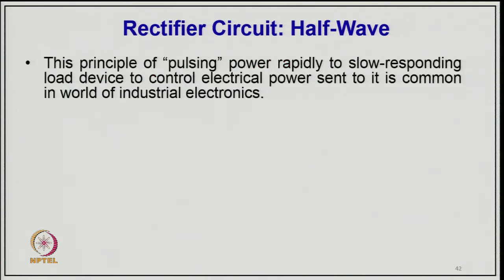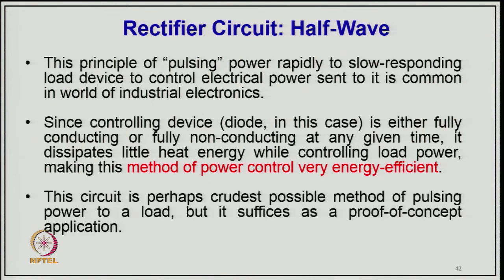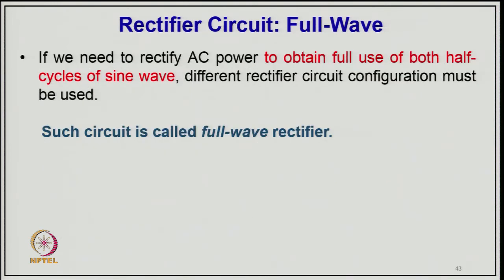So, this principle of pulsing power rapidly to a slow responding load device to control electrical power is common in the world of industrial electronics. And since the controlling device, the diode in this case, is either fully conducting or fully non-conducting at any given time, it dissipates little heat energy while controlling the load power, making this method of power control very energy efficient. So, this circuit is perhaps the crudest possible method of pulsing power to a load, but it suffices as a proof of concept of the application.